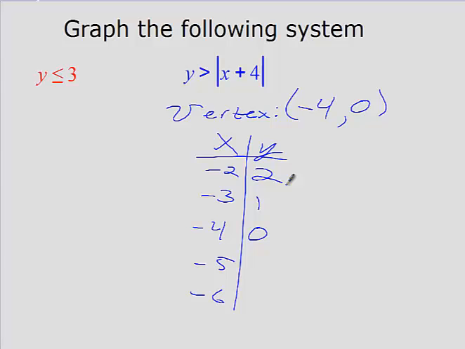What's -5 plus 4? -1. What's the absolute value of -1? 1. Do the same thing with -6, and what do you get? 2. Okay, is this going to be a solid line or a dash line?